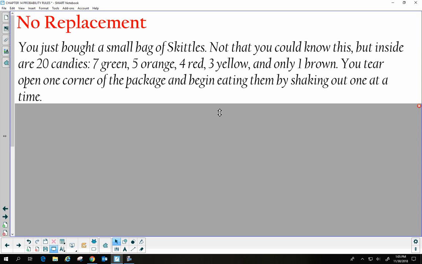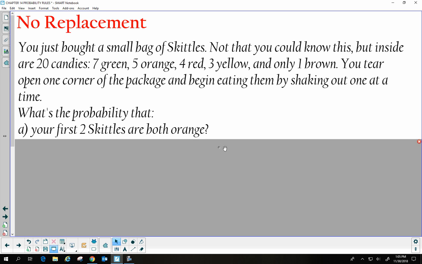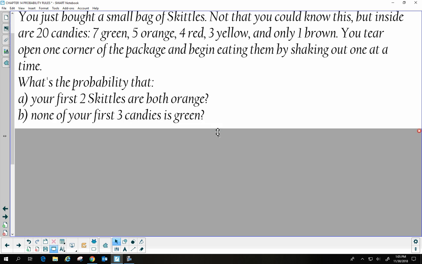So we have a bag of Skittles with this distribution of colors, and we want to take one Skittle out at a time without choosing the color. That's why we only tear off the corner. And so we want to know the probability that our first two Skittles are both orange and the probability that none of our first three candies are green.